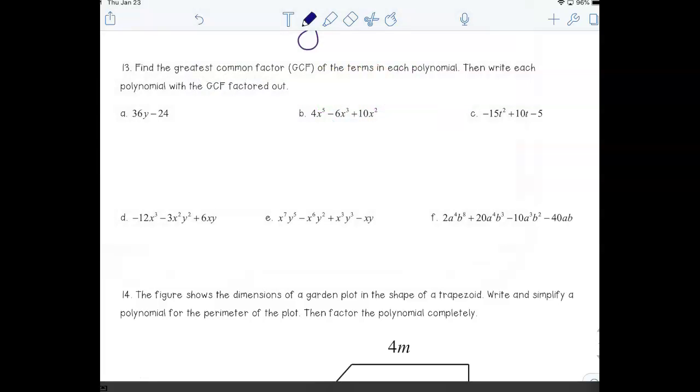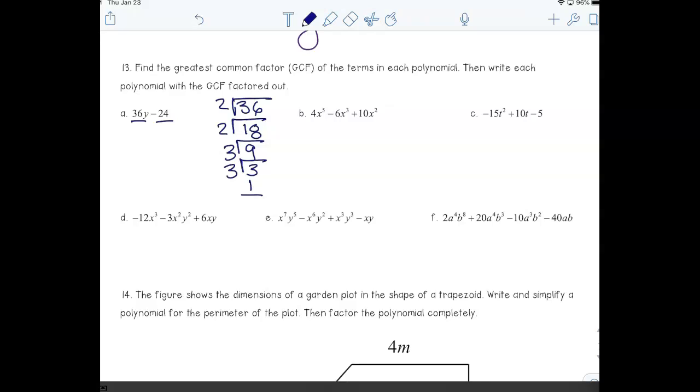Okay, so let's see if I can do this super quick. Divide, divide. Do they have a y in common? No. Do they both divide by 2? Yes, but they divide by a higher number than 2. So let me show you. 36 divides by 2, and I'm left with 18. 18 divides by 2, and I'm left with 9. 9 divides by 3, and I'm left with 3. 3 divides by 3, and I'm left with 1.